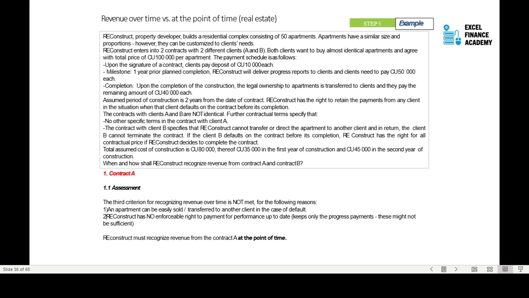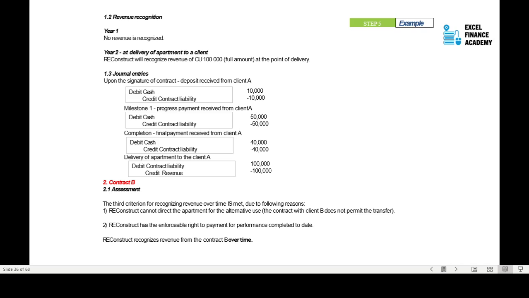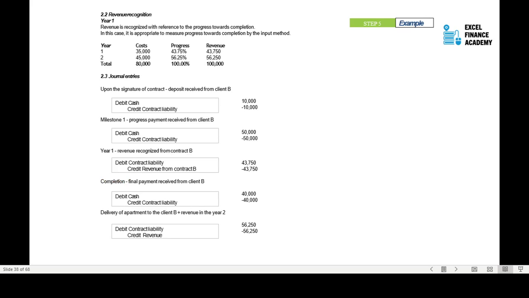While in the second case, the company has a right such that it cannot transfer or sell the apartment to another client, and the customer also does not have a right to default. I mean, they can default, but the company would be able to legally recover their investment, recover the price. In this case, it will be considered as over a period of time, and revenue will be recognized based on the progress, which is 43% and 56%.